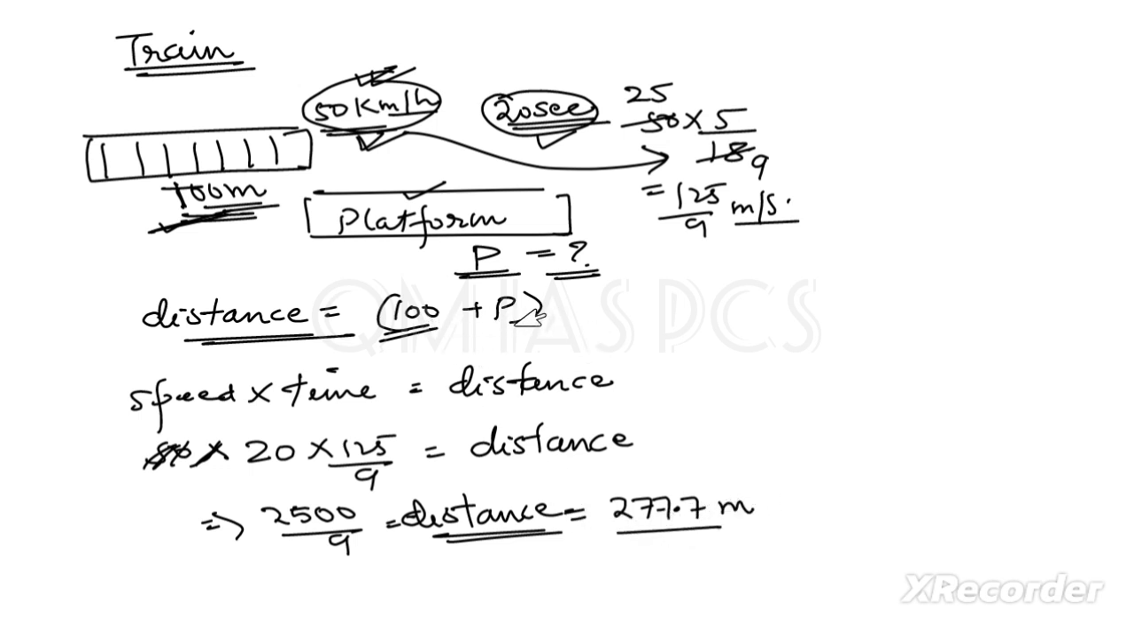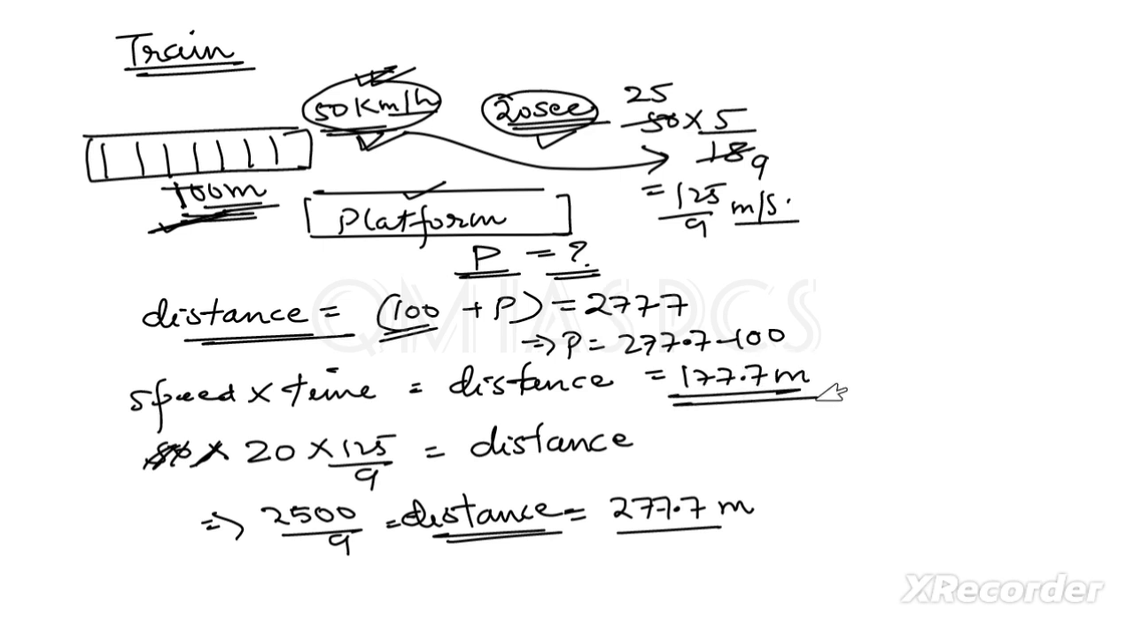What is the value of p now? It will be 277.7. Now we can say p is equal to 277.7 minus 100, so it will be 177.7 meter. Got it? Okay, so this type of question they will ask.